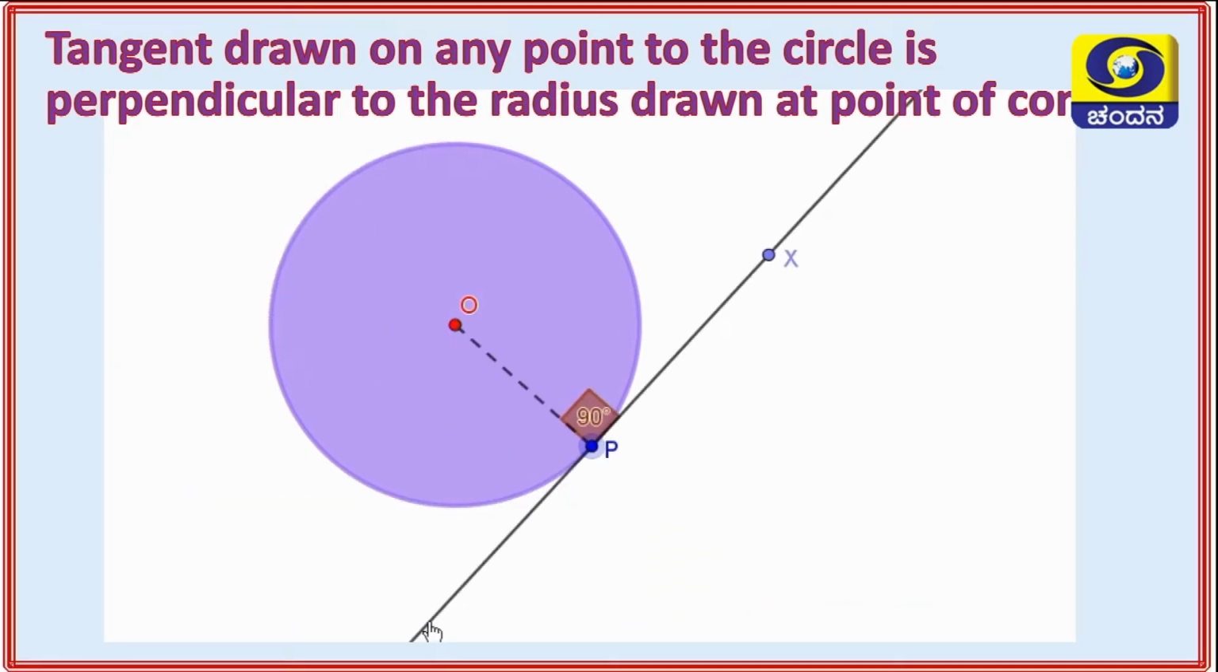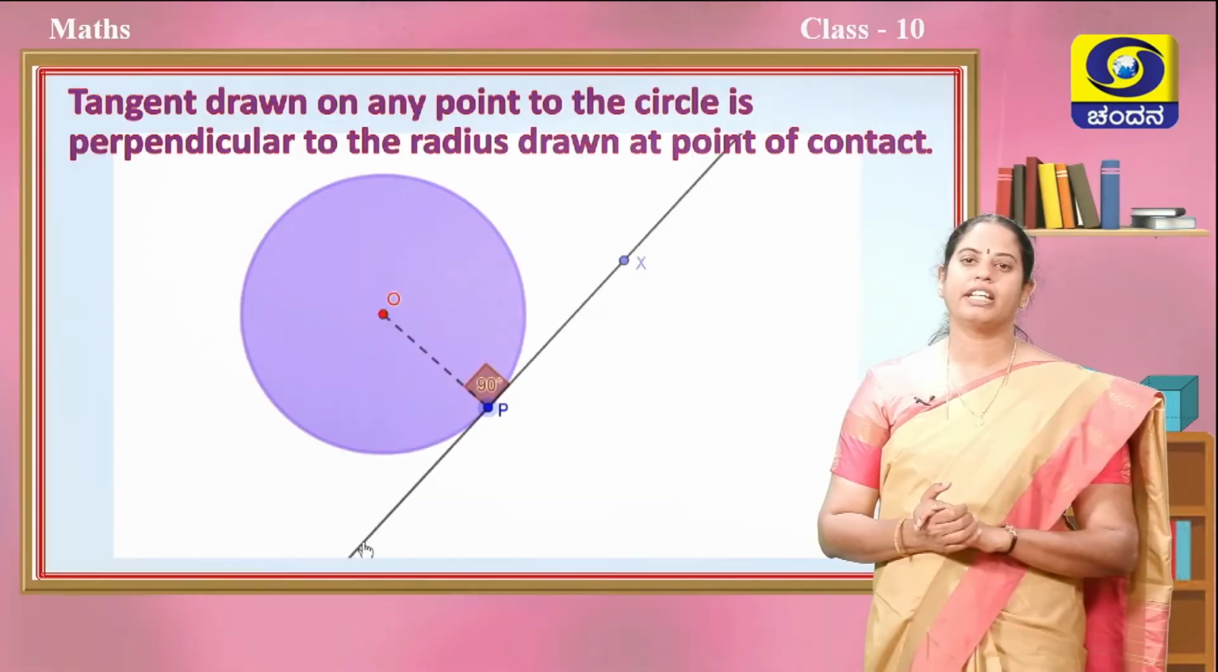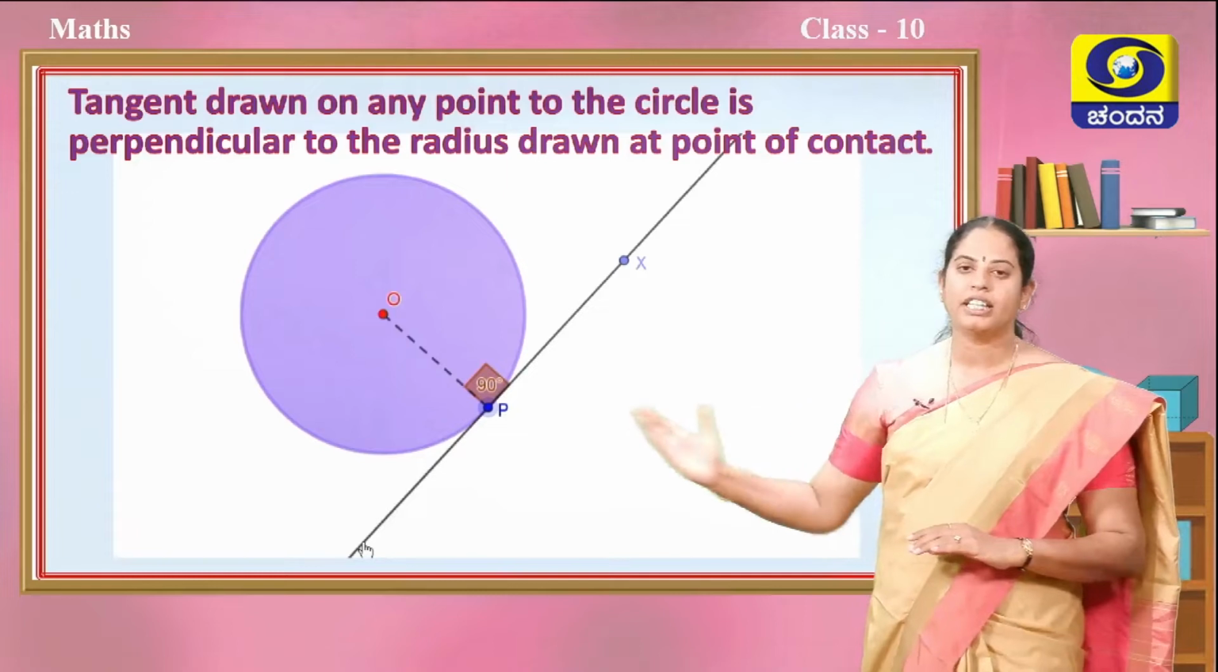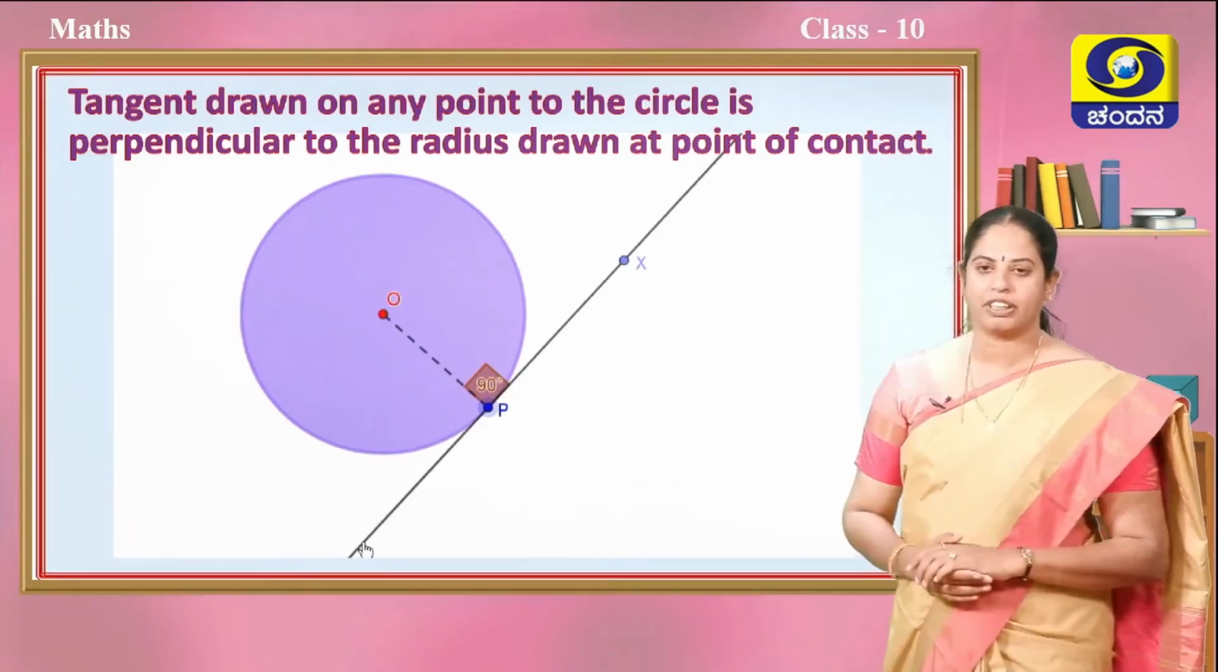When the tangent is drawn at that point and we draw a radius at the point of contact, the angle between the radius and the tangent is 90 degrees. Otherwise we can say the tangent drawn at any point on the circle is perpendicular to the radius drawn at the point of contact. This is your inference for the first activity.